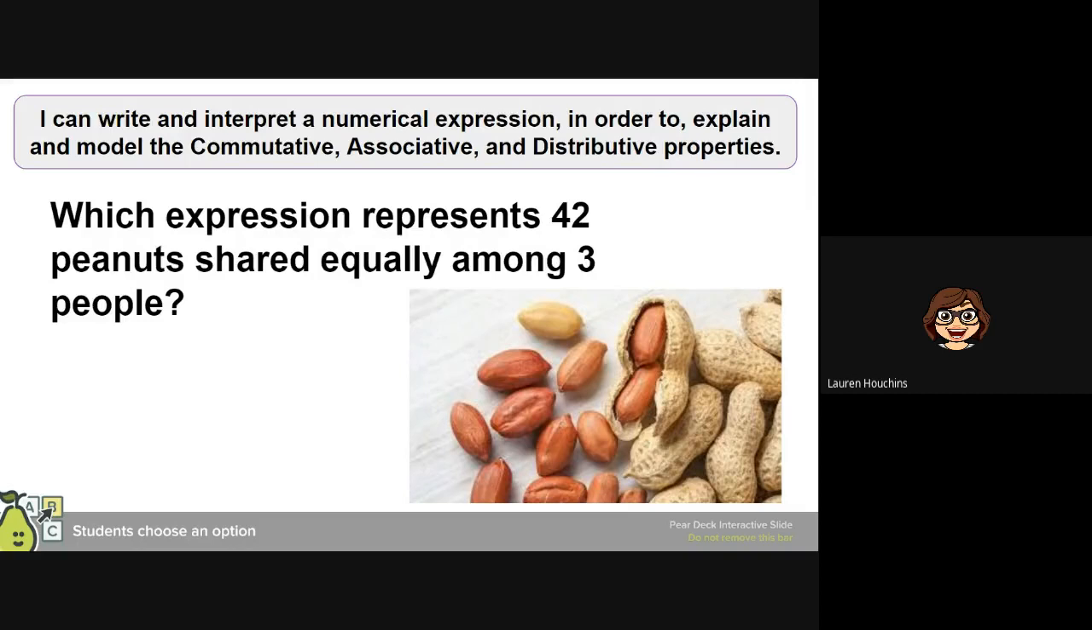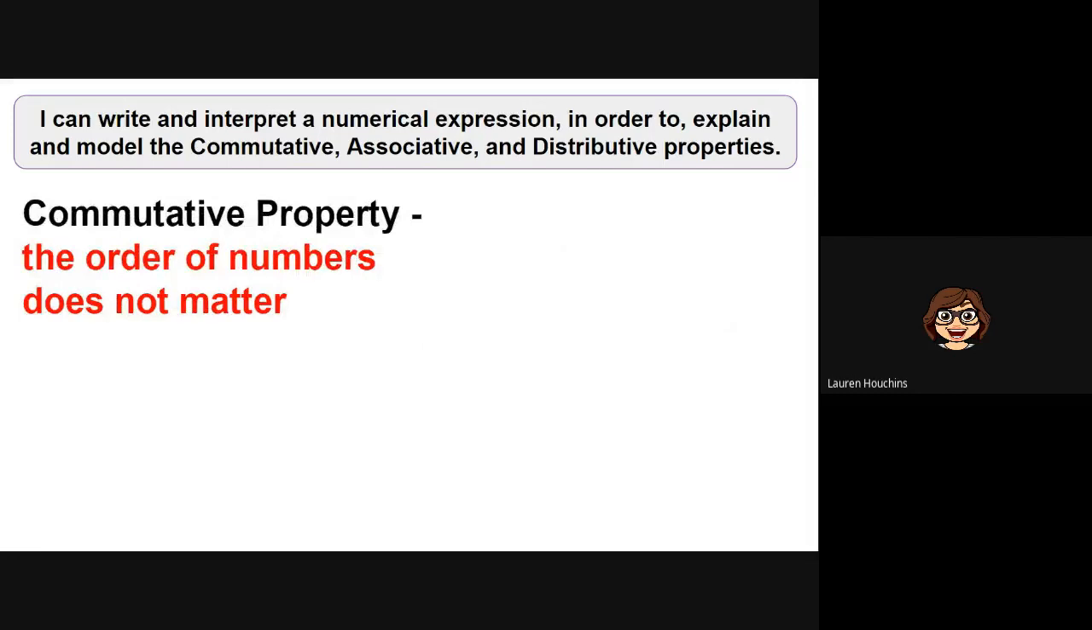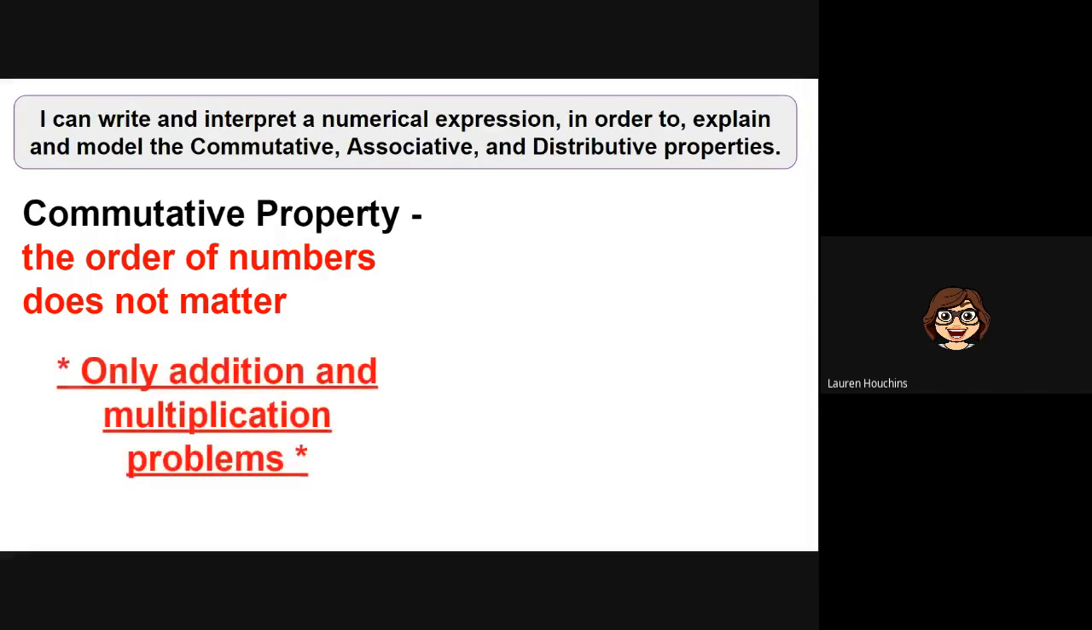Starting into our properties, we're going to start with the commutative property. The commutative property means that the order of the numbers does not matter. It doesn't matter the order of my numbers, they're still going to equal the same thing. Now, the commutative property can only be used in addition and multiplication problems. So let's look at some examples.